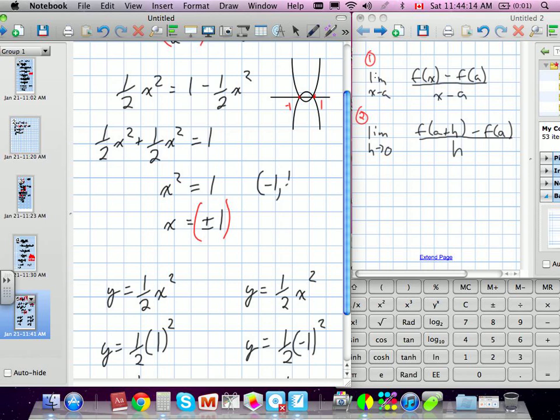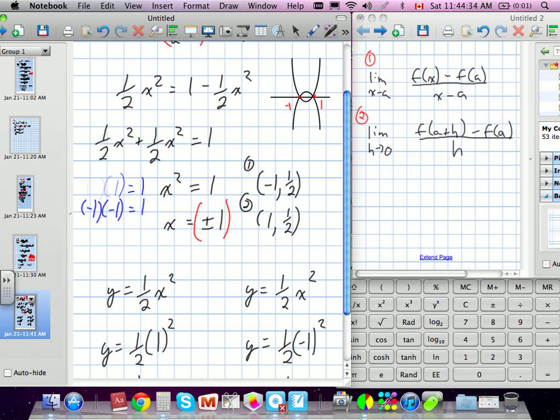Why is it plus and minus 1? Because when you square root a number, technically +1 times +1 is +1, and -1 times -1 is +1. There's two options there, right? So we have to exhaust both options.